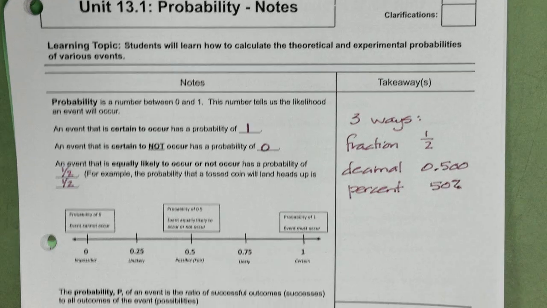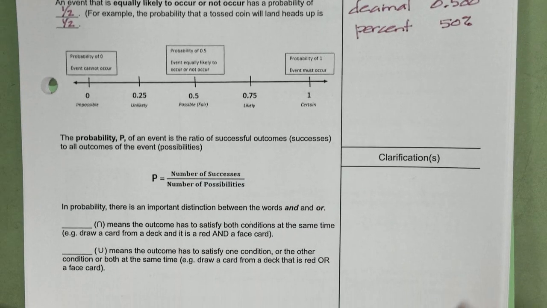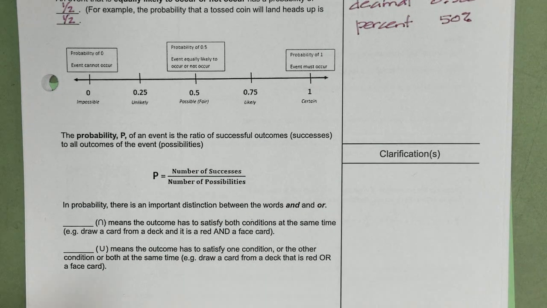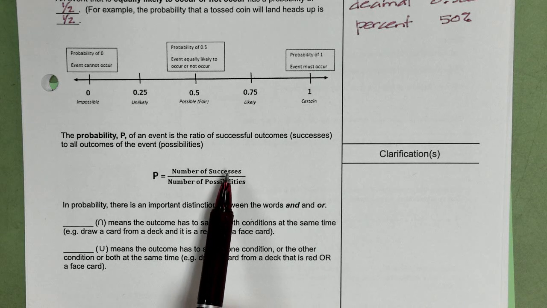Okay? Here we have a number line that just kind of explains it a little bit more. So the definition of probability is the ratio of successful outcomes, also called successes, to all outcomes, which are possibilities. So in the case of flipping a coin, there's two sides to the coin, so the number of possibilities is 2. If a successful flip is a tails, that's 1, so the probability of getting tails when you flip a coin is 1/2.